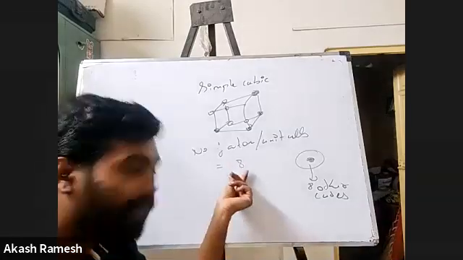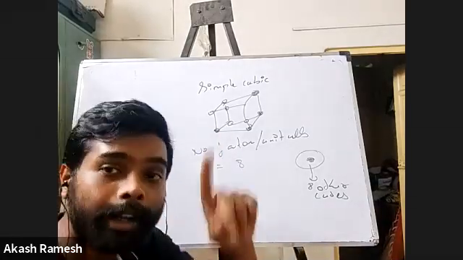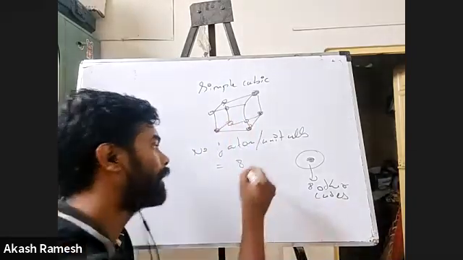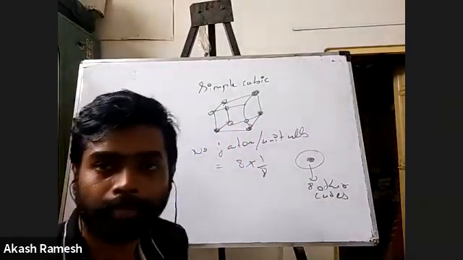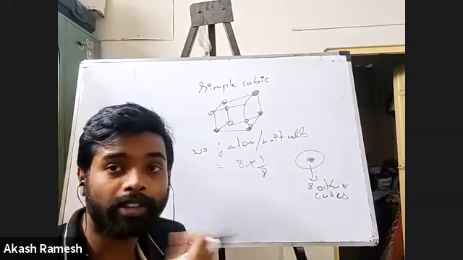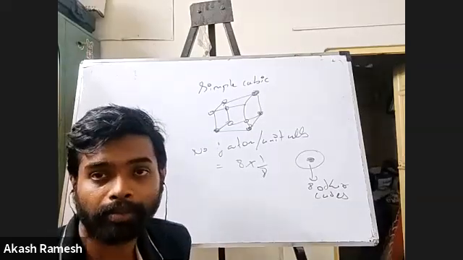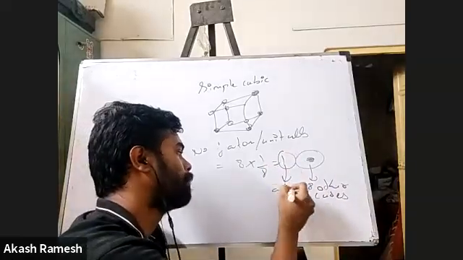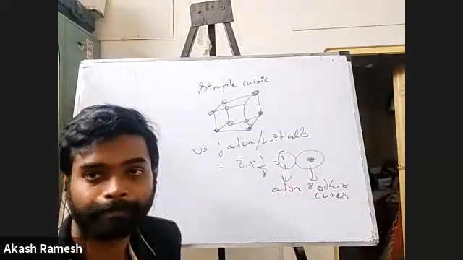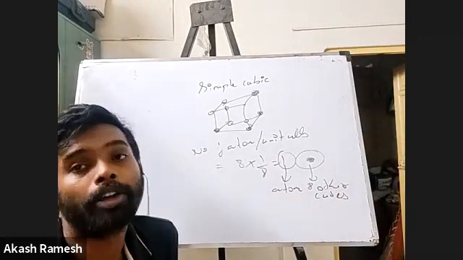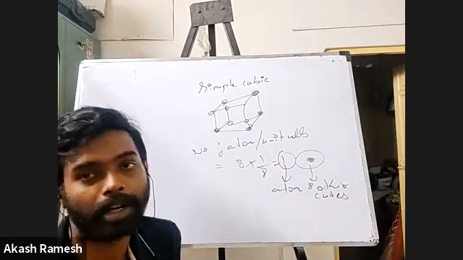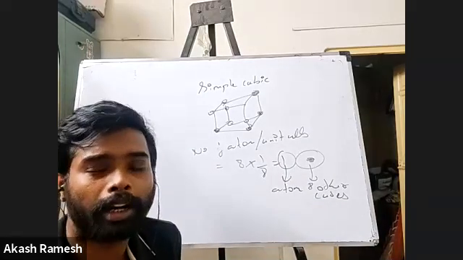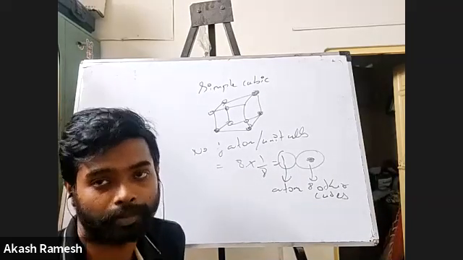Okay. So I have 8 lattice points, and the contribution of one lattice point to this unit cell is only 1 by 8, because one lattice point is divided among 8 other unit cells. Correct? And that's why we get 1 atom per unit cell. Okay, 1 atom per unit cell. This we have to understand.